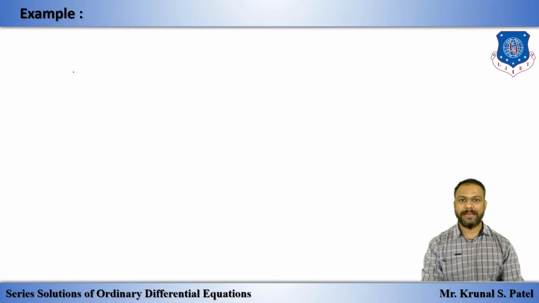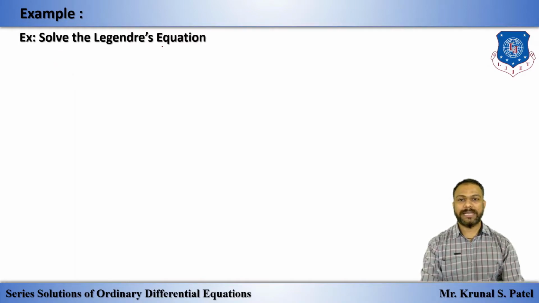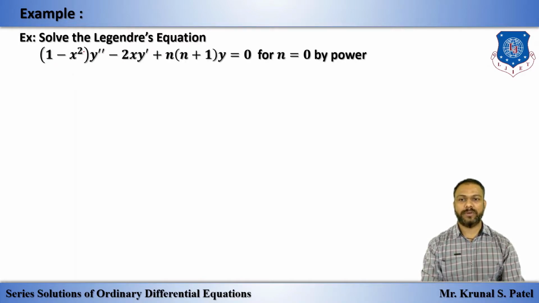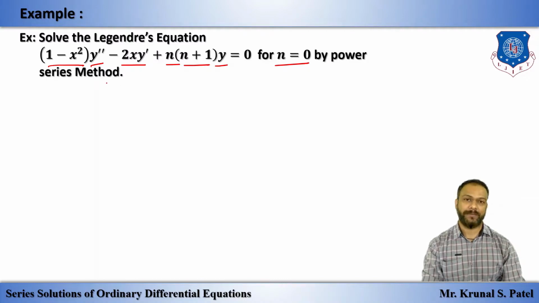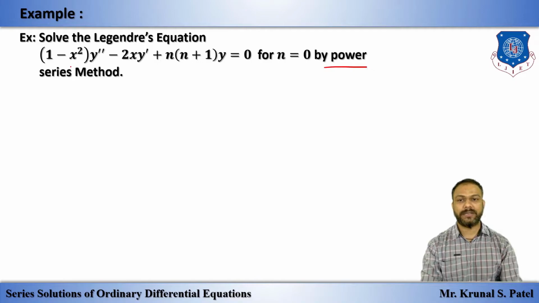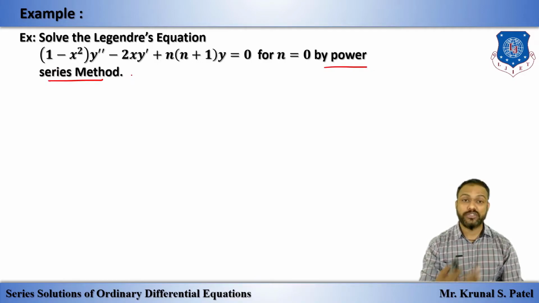So we have example: solve the Legendre equation (1 minus x square) y double dash minus 2x y dash plus n into (n plus 1) y is equal to 0 for n is equal to 0 by power series method. Okay, whenever it is given that by power series method or find series solution, in that case you have to use this method, this chapter's method.